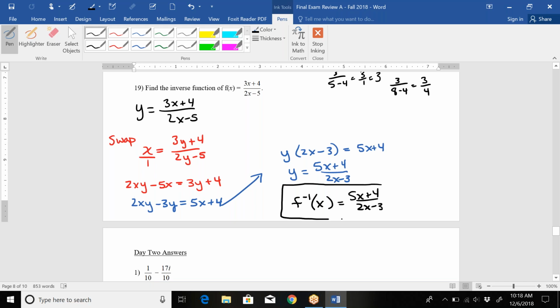Now, in classes, we usually went through what was the domain and range of these, but that's not followed up on this specific question.